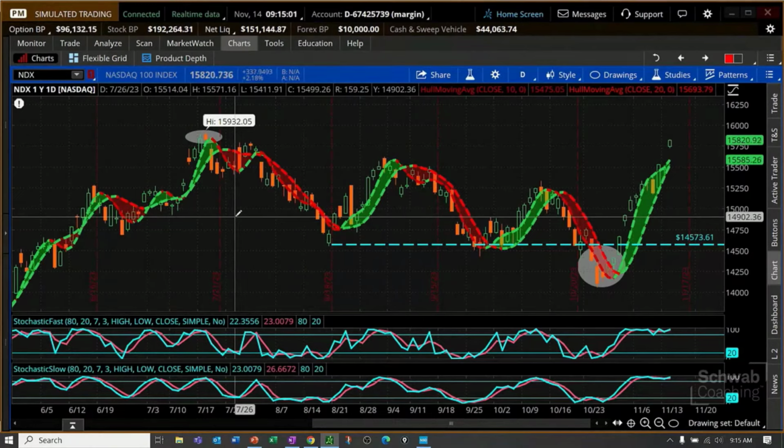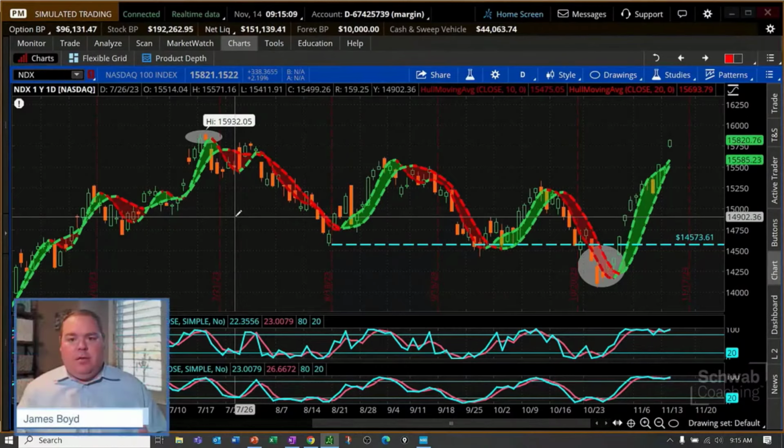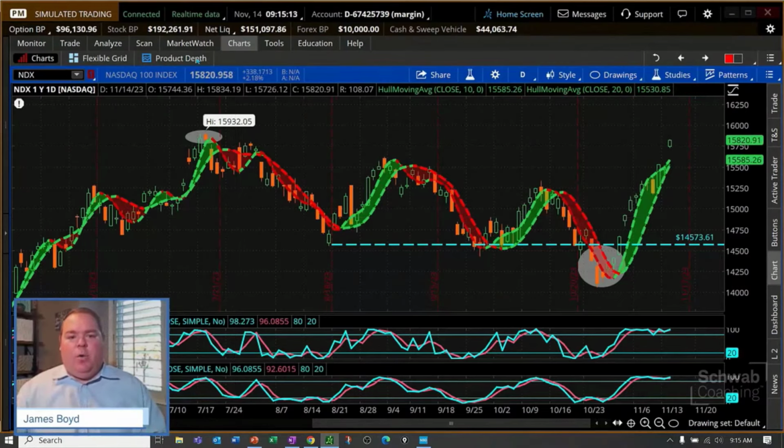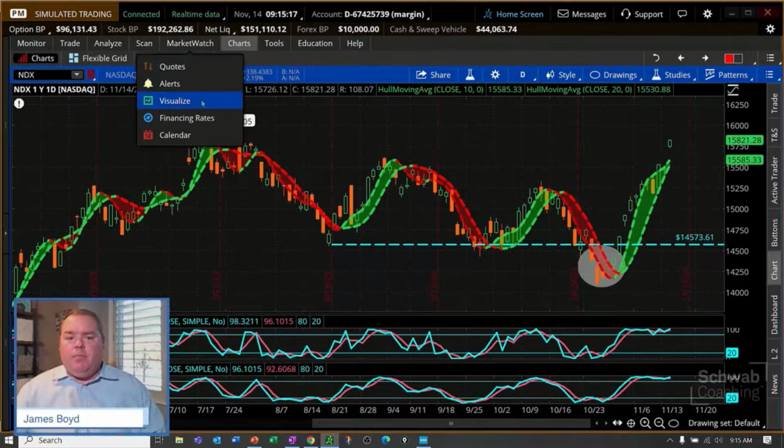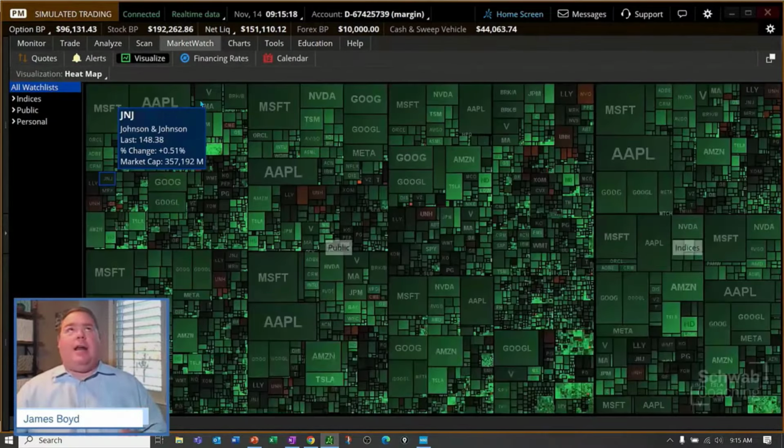So trade number one was Russell. Trade number two, or focus number two, is going to be going long the NASDAQ stocks. Okay? So when we look at the NASDAQ, we're going to go to Market Watch. We're going to go to where it says visualize. Okay. Now, people think, well, I got to come up with some NASDAQ stock, okay? No, you don't.